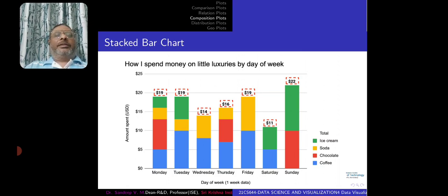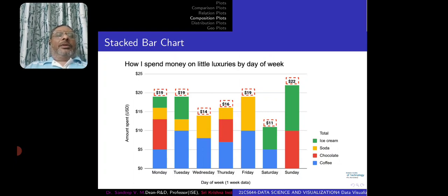So we can easily see that the red one on Monday has maximum share. That means red one is chocolate. So maximum money was spent for chocolate. The next one maximum was spent for blue one, that is coffee. The next almost same for ice cream and soda together. And also on top of that a number is given that makes total equal to 19.